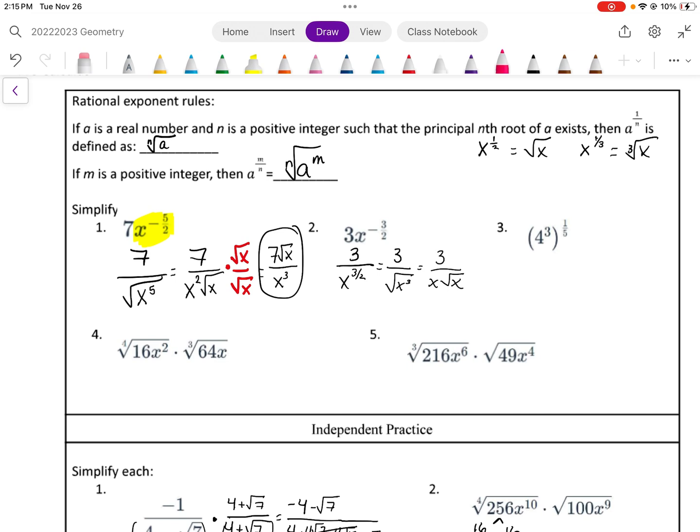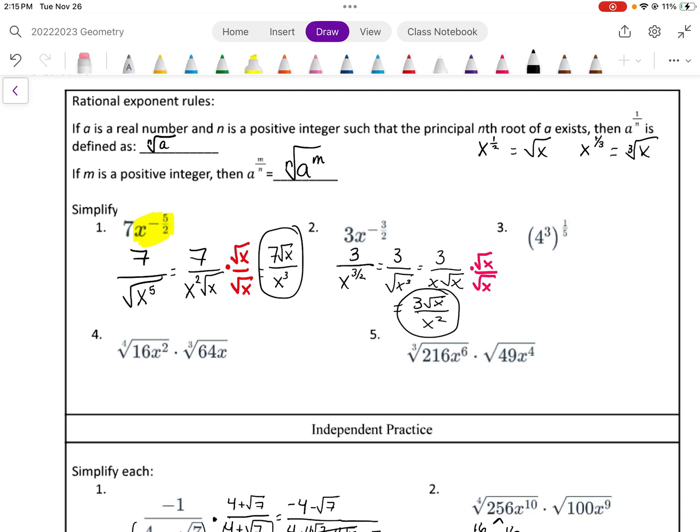I'm running out of room. To rationalize the denominator, I'll multiply by the square root of x. And I'm going to move that down here. So I'd have 3 square root of x. And then I have square root of x times square root of x on the bottom, which is x, times another x is x squared. There's that.